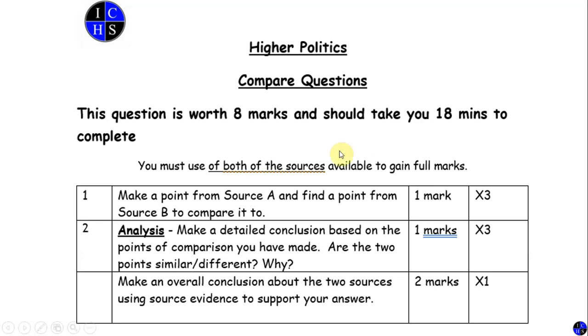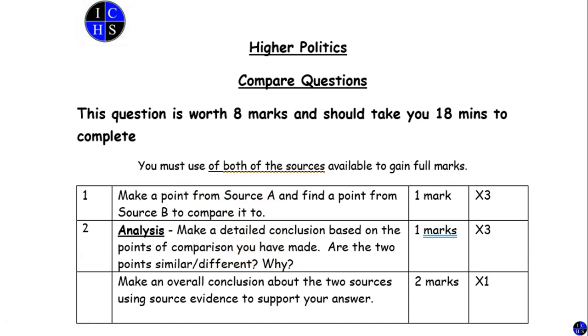Things to remember with this, you have to use both sources. As you'll see in a moment, it's quite difficult not to use both sources. You have to make a point from source A and then find a corresponding point from source B to compare it to. And we're going to go through a quick way to do that in the final exam in a minute. Once you make that point of comparison between the two sources, you have to make a detailed conclusion, more or less explaining in a bit more detail what that point of comparison is.